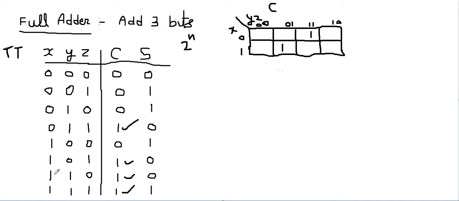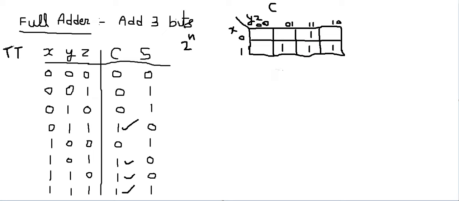Again likewise here we have x is 1, y is 1 and z is 0, so we will place 1 here. Now again for this we have x is 1, y is 1 and z is 1. So we will place 1 here.